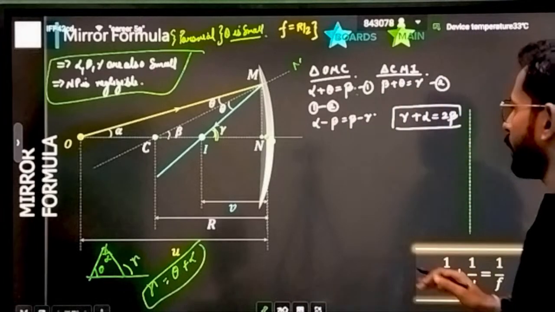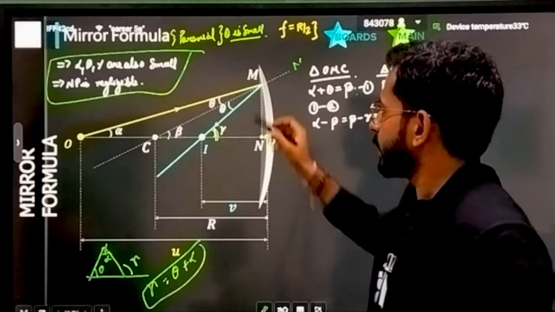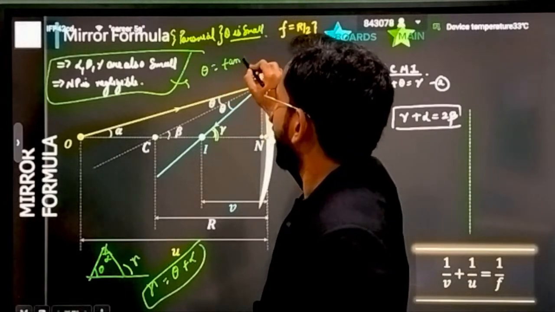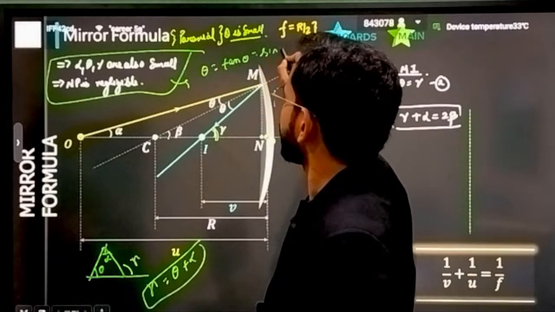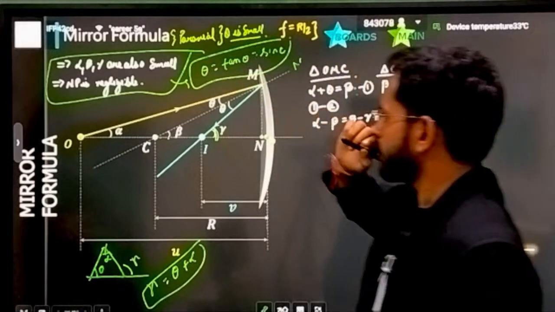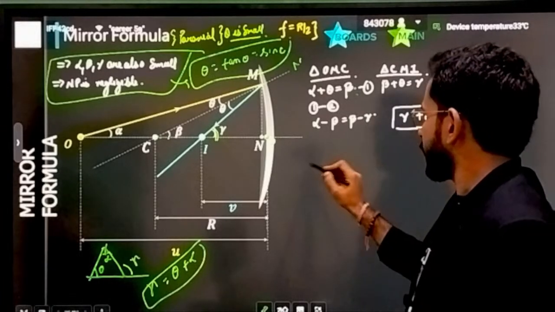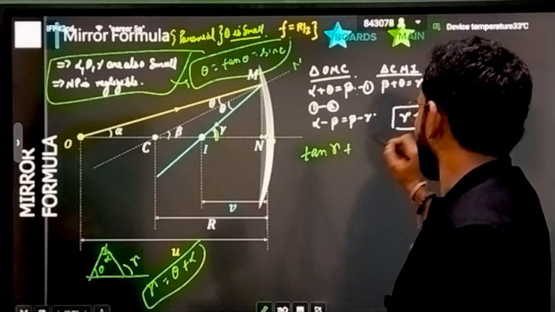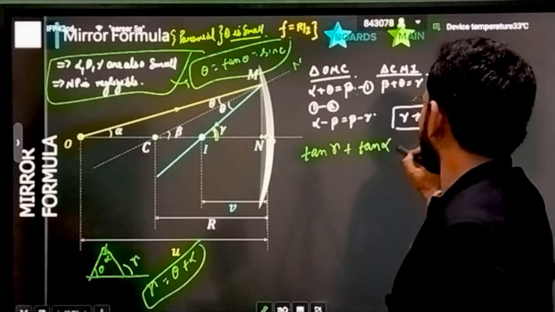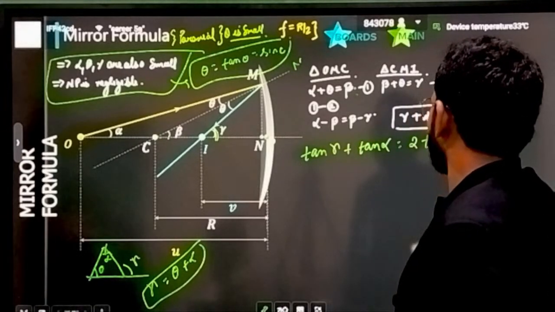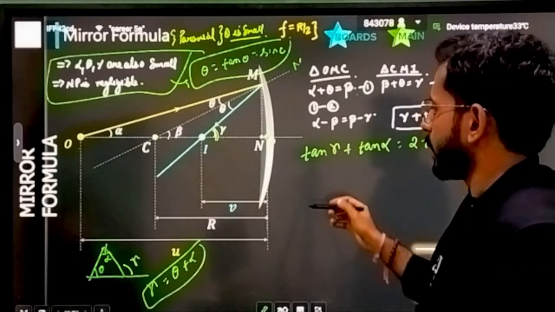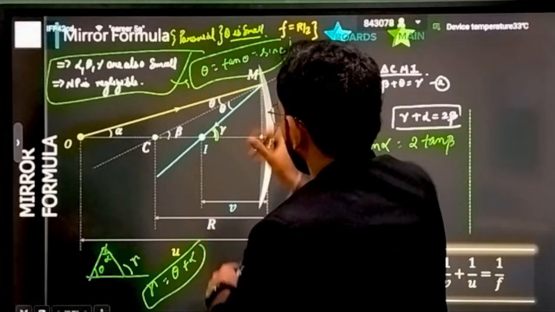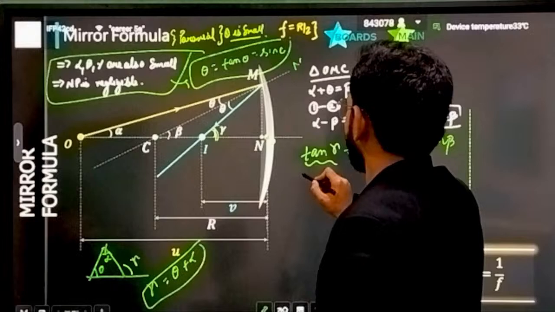Okay. So now, if angles are very small, you can write theta is equal to tan of theta, or also you can write sin of theta. Anyways, we will be using only theta is equal to tan of theta. तो लिखो, you can write gamma is equal to tan of gamma, plus alpha is equal to tan of alpha, is equal to 2 times tan of beta. Now tell me what is tan of gamma? Tan of gamma is perpendicular upon base. That means what will you write?